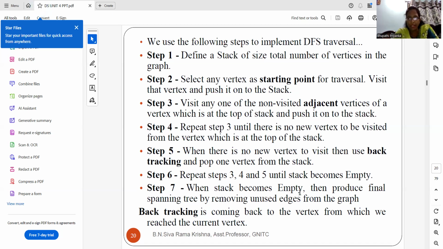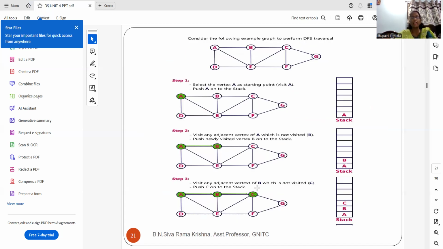When the stack becomes empty, then you produce the final spanning tree by removing all the unused edges from the graph. Backtracking is nothing but coming back to the vertex from which we reached the current vertex. Now we'll see graph DFS using a simple example. Consider this example graph.